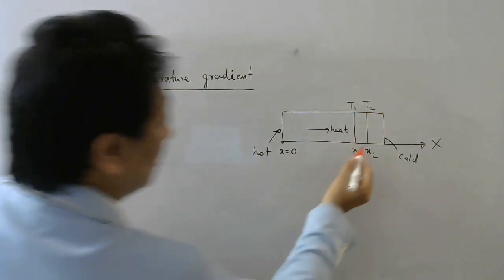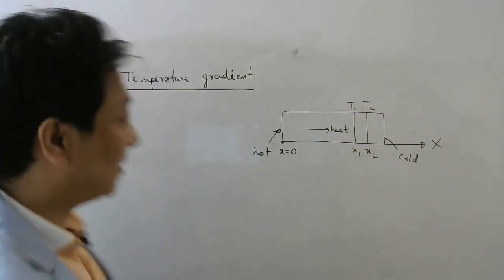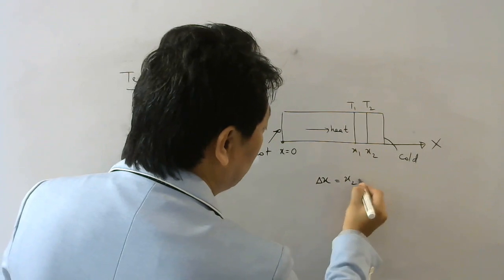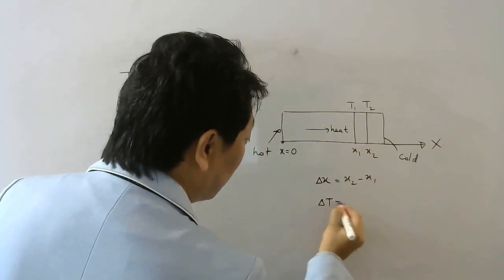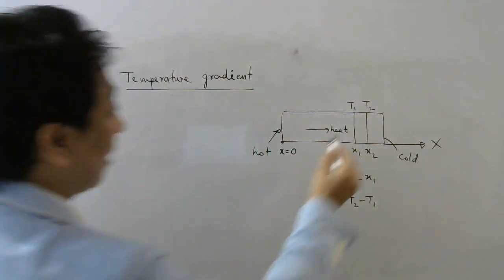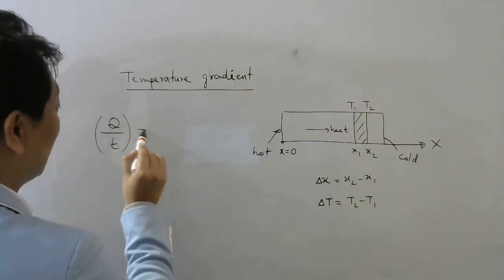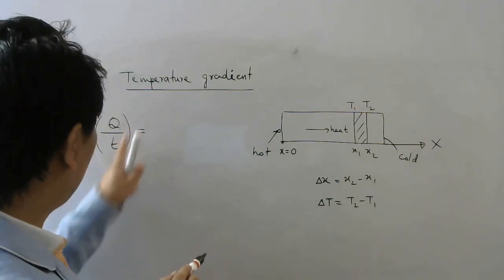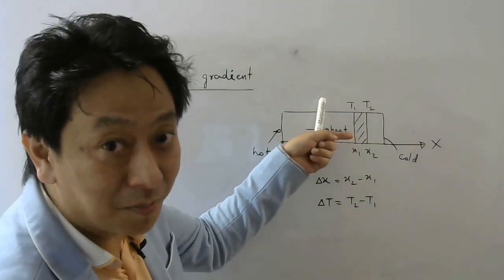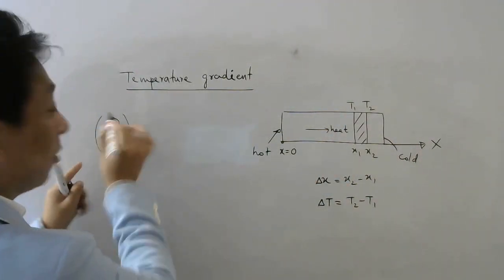Now, what will be the change in x when I go from here to here? That I will write as delta x, isn't it? Change in x. So the change in x when I go from here to here will be x2 minus x1. And change in temperature when I go from here to here will be T2 minus T1, right? Now, we know the formula for rate of flow of heat. In steady state, already we have discussed, the rate of flow of heat through any section will be same. So whatever heat flows through this section per second, same heat should flow through this per second, right?